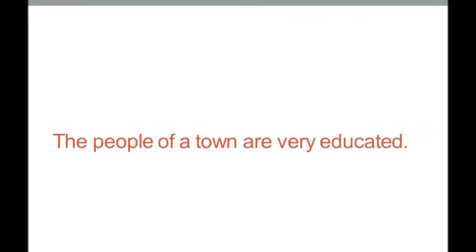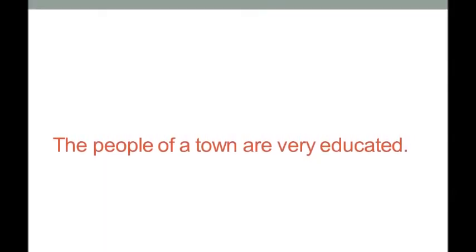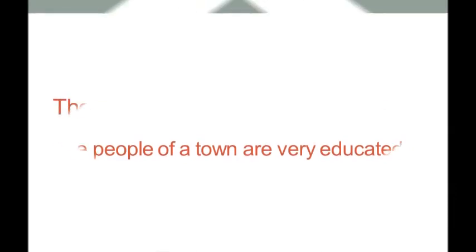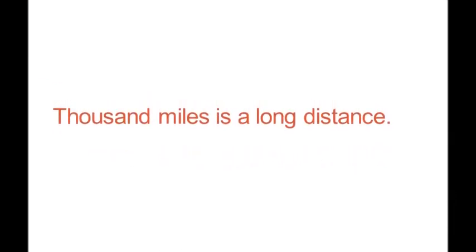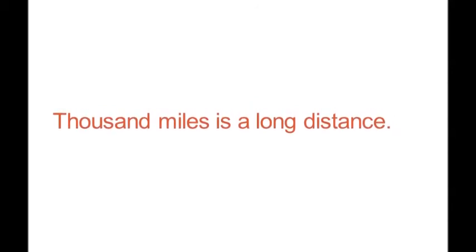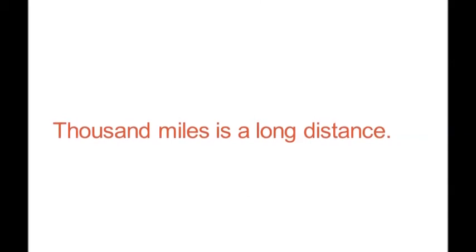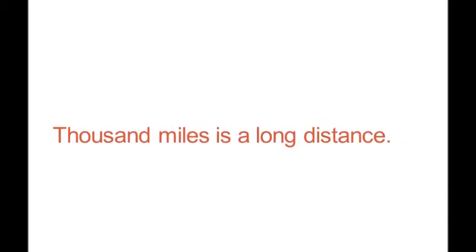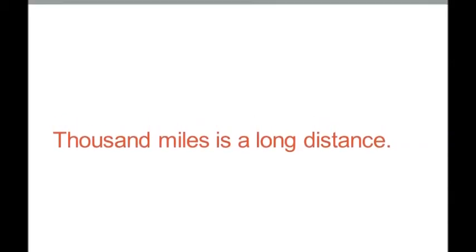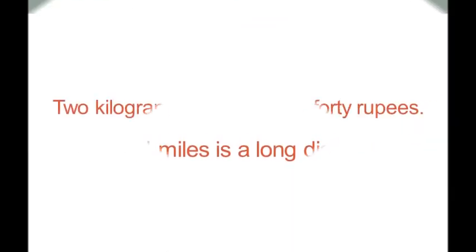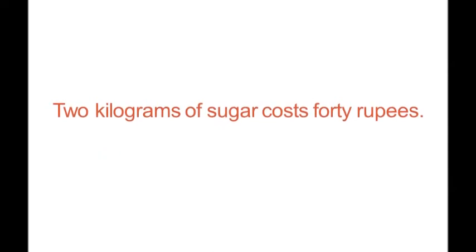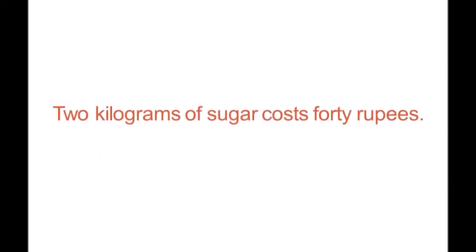When a plural noun applies to distance, weights, heights, or amount of money, it is taken as a whole and is considered a single item. So the verb used is always singular. Let us take the following sentences. 1,000 miles is a long distance. 2 kilograms of sugar costs 40 rupees.